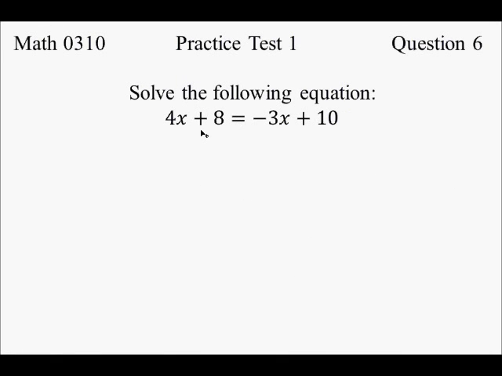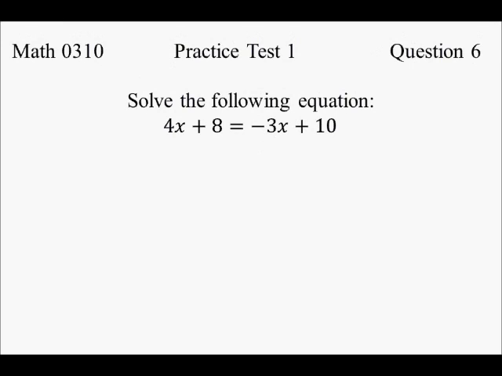Question 6, solve the following equation. 4x plus 8 equals -3x plus 10. So solve means we want to find the value for x here. We have x's on both sides of the equation, so we really want to gather all of our x terms together. So let's begin by moving all of the x's over to the left. So here I would need to add 3x. To get rid of a -3x, we're going to add 3x.